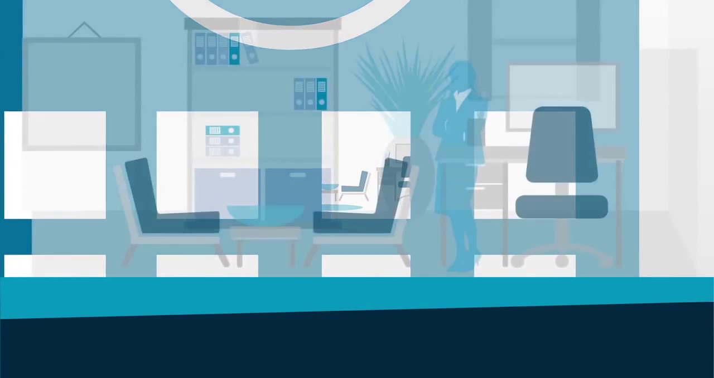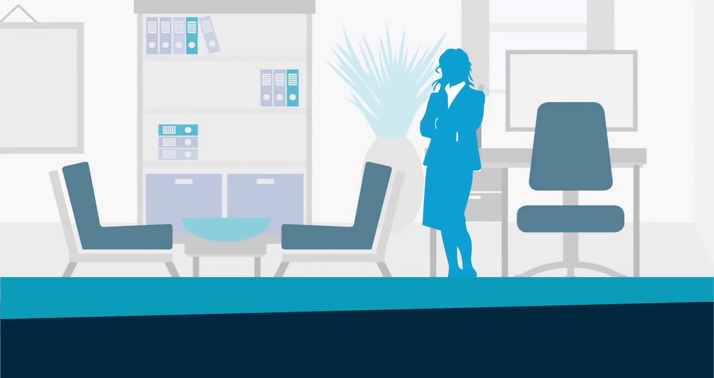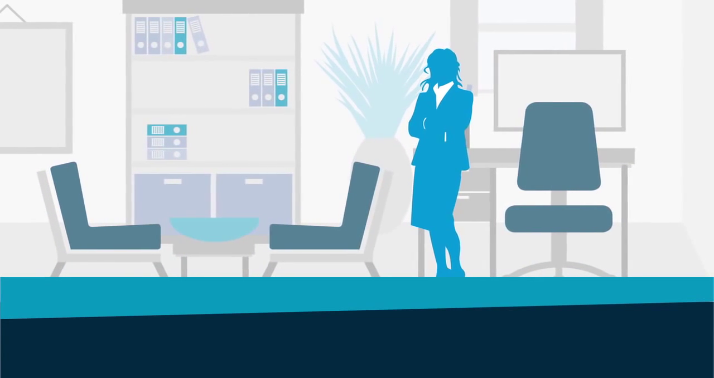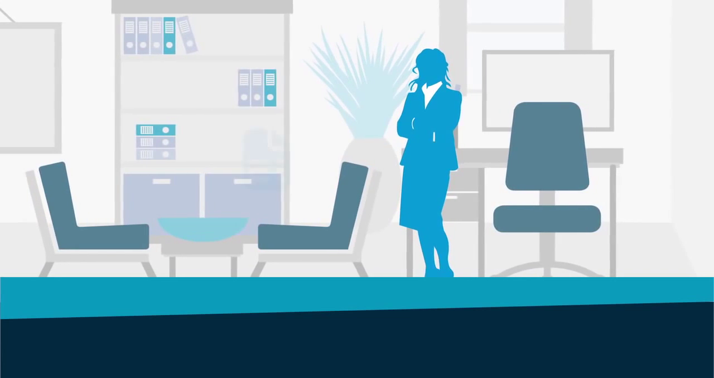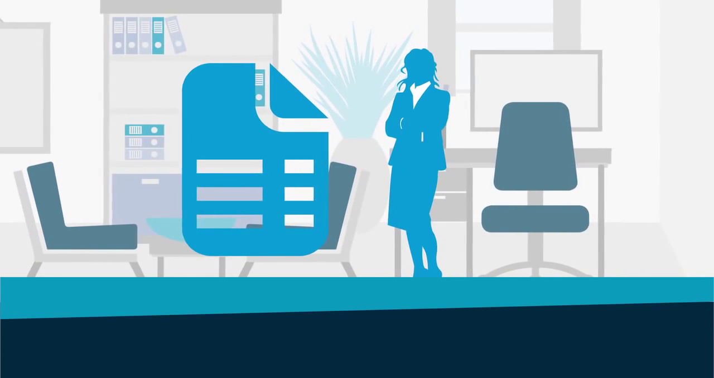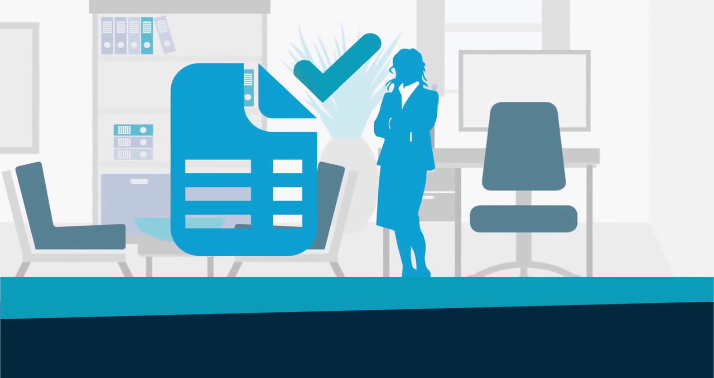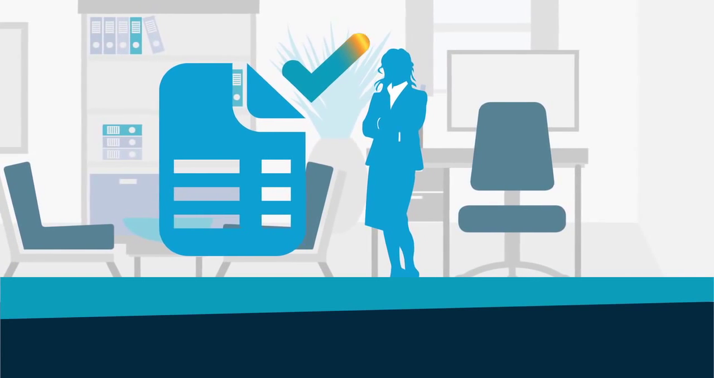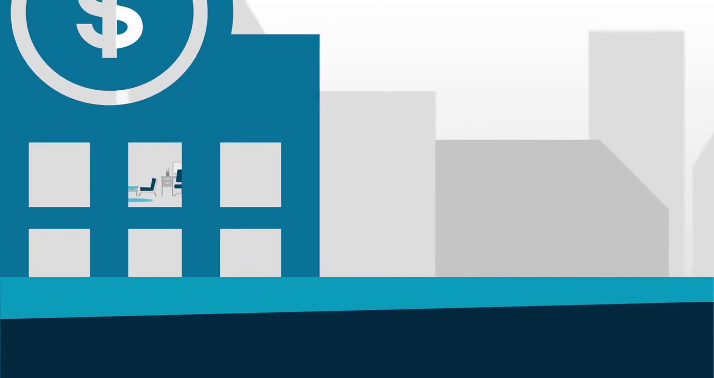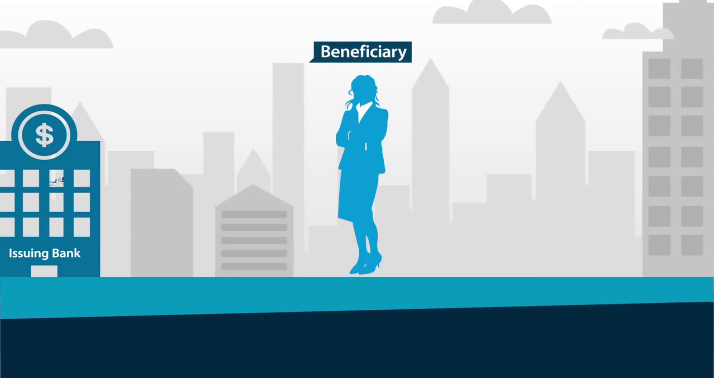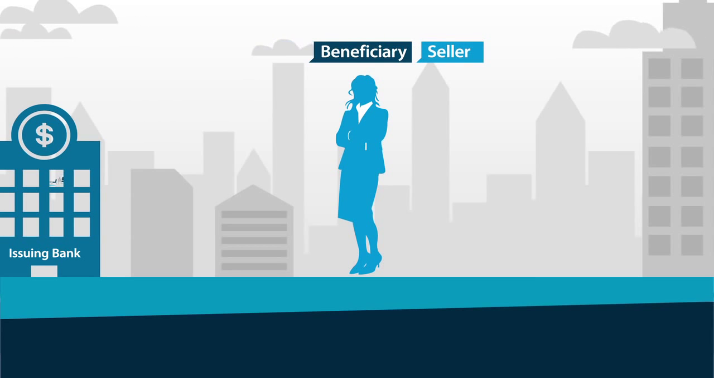In its letter of credit, the issuing bank provides an irrevocable undertaking to make a payment to the beneficiary on presentation of documents stipulated in the letter of credit, which comply with the terms of the letter of credit. The beneficiary is the party in whose favour the letter of credit is issued. The beneficiary is typically the seller in a letter of credit transaction.